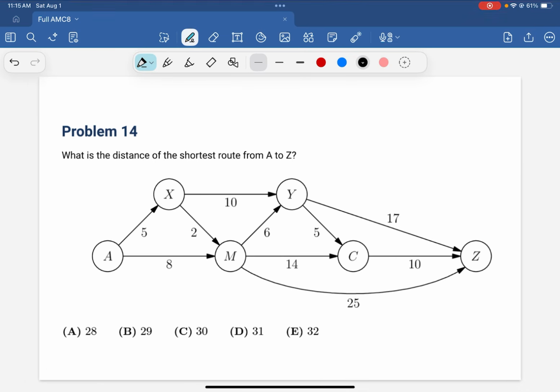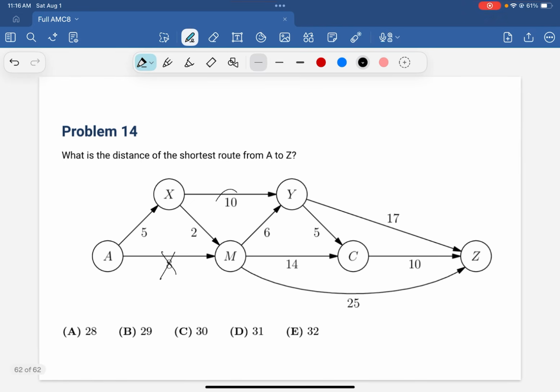Problem 14. What is the distance of the shortest route from A to Z? So this is an AMC 8 problem, which means the shortest path is not going to be just a straight line. But what we can do is rule out some paths that are not optimal. So if we take this path from A to M, we can take 8 miles, or I don't know, let's just say miles. But we can also go A to X to M, and that's shorter because that's 5 plus 2, which is 7. So we can actually rule this out because we know there's a shorter path there.